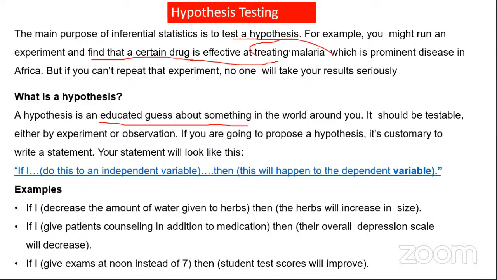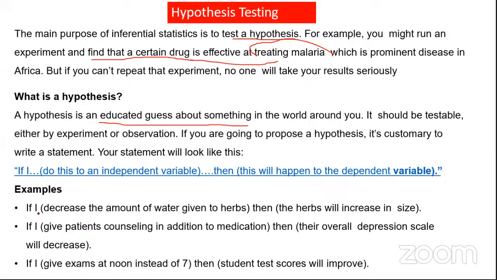We are saying in stating your hypothesis, you always have to assume a relationship to try to establish that if you do this to your independent variable, then what will be the effect on the dependent variable?